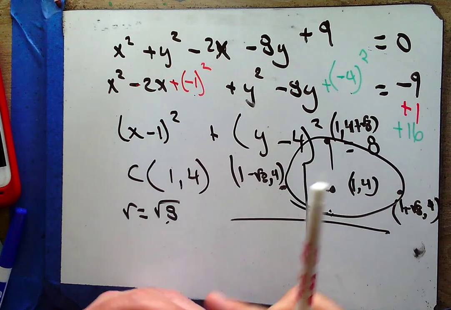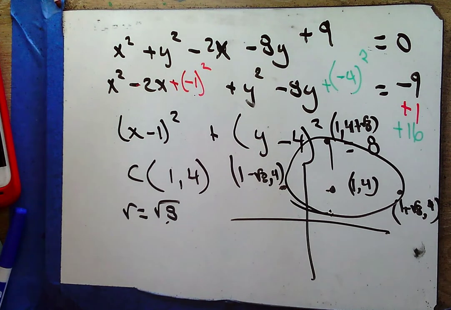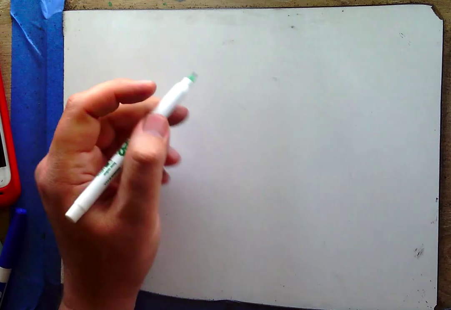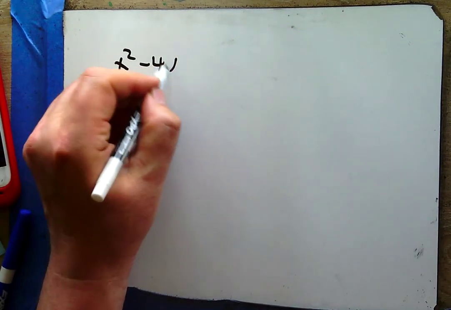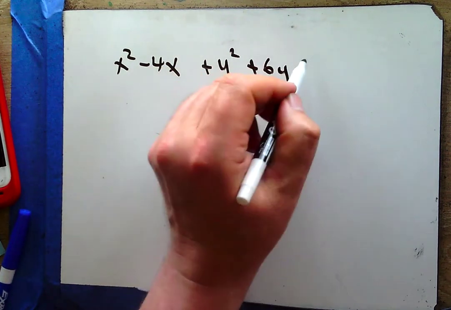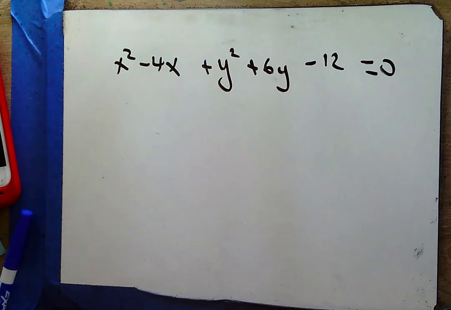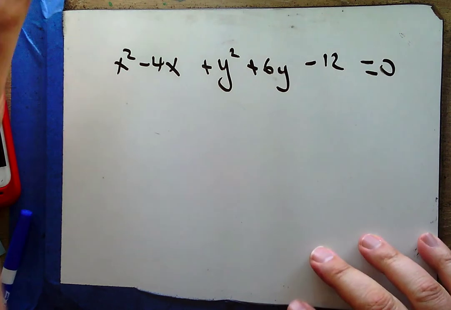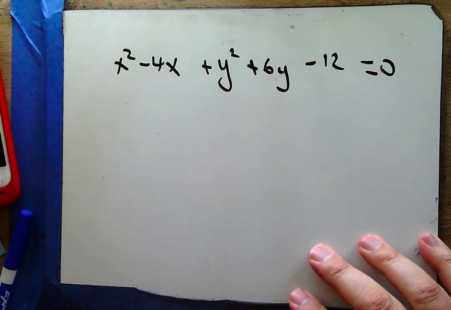Alright. How about one more? X squared minus 4x plus y squared plus 6y minus 12 equals 0. Okay, what'd you get? Well, if you haven't done it, go do it. Come back when you're done.